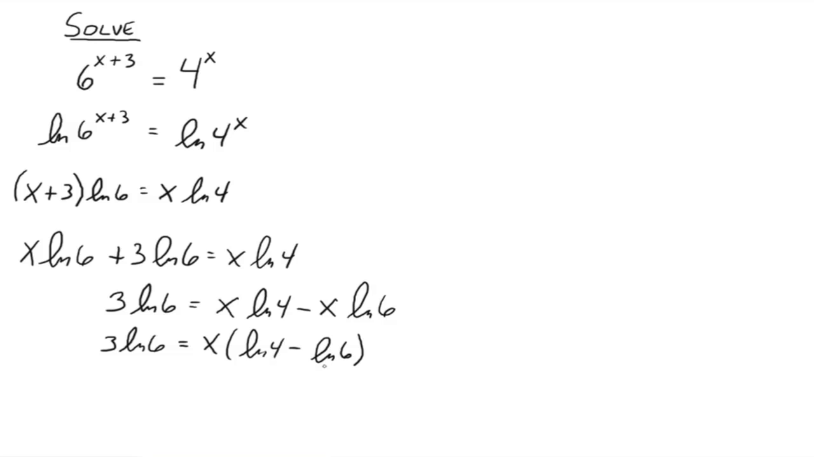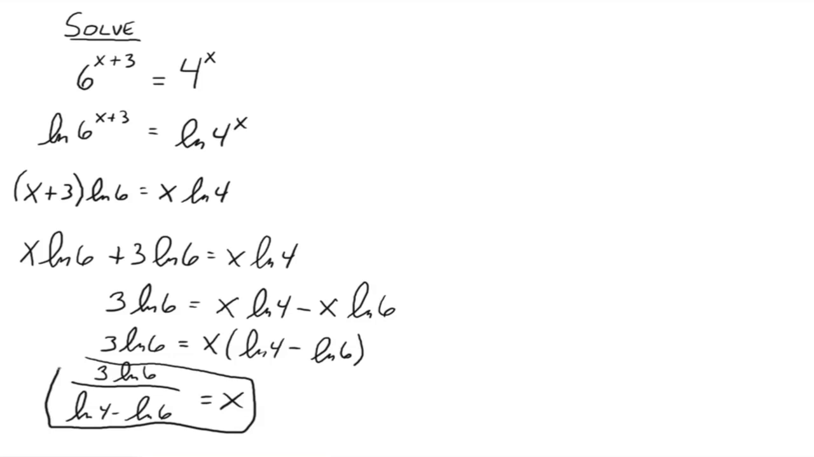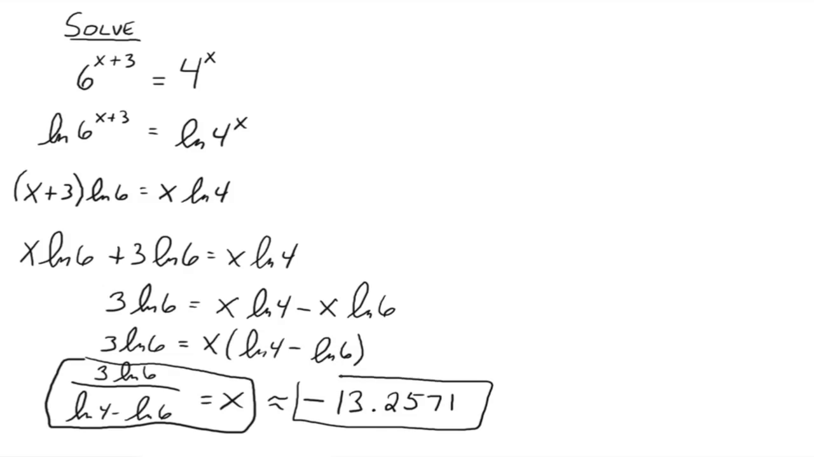All right, so the natural log of 4 minus the natural log of 6, that's just a number. So we divide both sides by that number. And that's equal to x. And this is an exact solution. Okay, this is an exact solution. If you wanted the approximation, use your calculator, and you would get negative 13.2571. Everybody see that? All right?